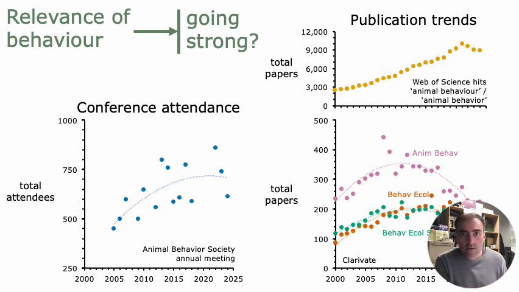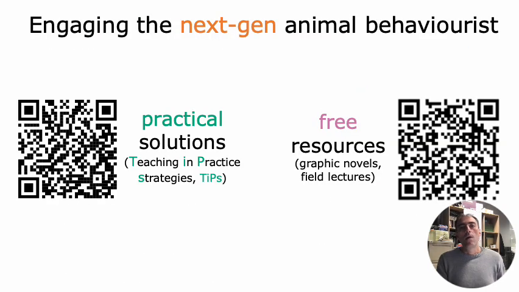And so I'm not going to make too much of a deal about the data that I've got up on the screen here, other than to say that maybe we should be thinking about where the next generation of behavioural ecologists are coming from. And with that, just return to the title slide and those two QR codes there. One will take you to some teaching strategies that may inspire some of your own, and the free resources in terms of the graphic novel and the field lectures are also presented on that second QR code.